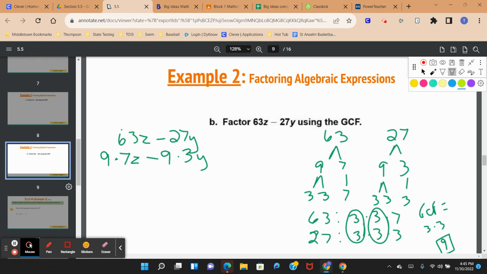All right, so now we're going to highlight, and we want to highlight our GCF. And we're going to factor it out. So our 9 is going to be on the outside of the parentheses. And then inside is anything that's not highlighted. So 7z and 3y. So if we tested it out, 9 times 7z is 63z, and then 9 times 3y is 27y. And that is your answer.